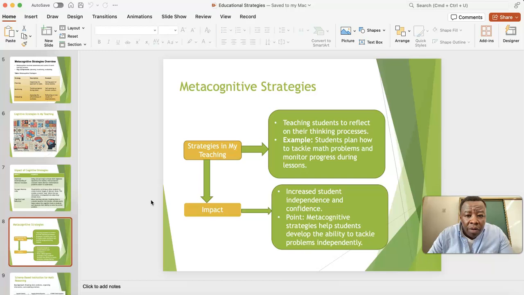Considering metacognitive strategies are based wholly on the student, I've had the ability to encourage students to think aloud and ask themselves the reasons why they're conducting certain operations. So as far as my teaching is concerned, I have enabled students to reflect on their thinking processes and ask themselves questions: why are they doing what they're doing, or what is needed of a question.